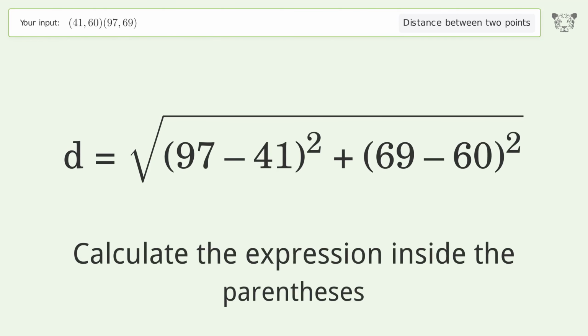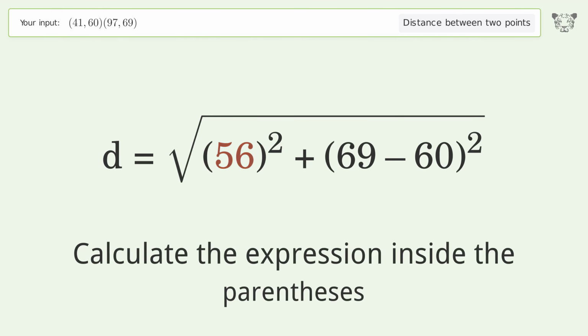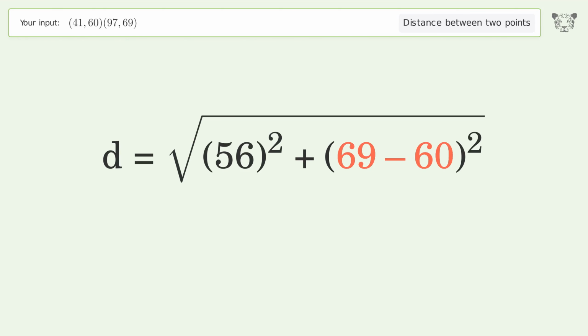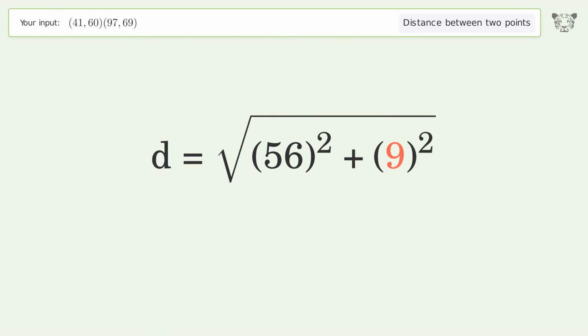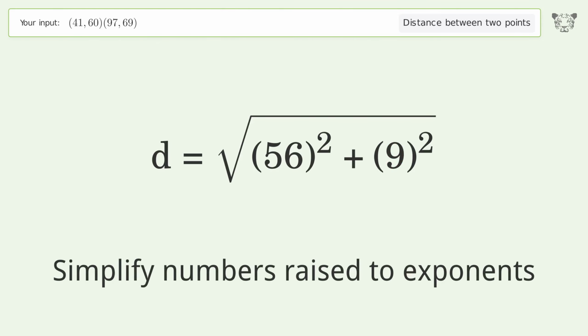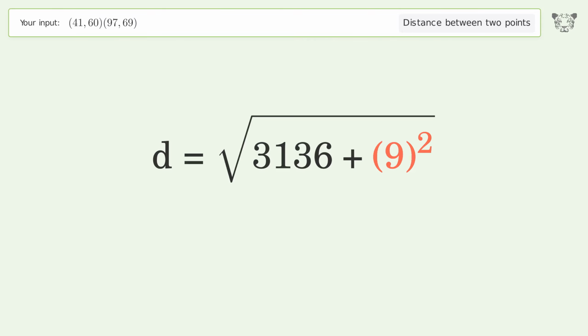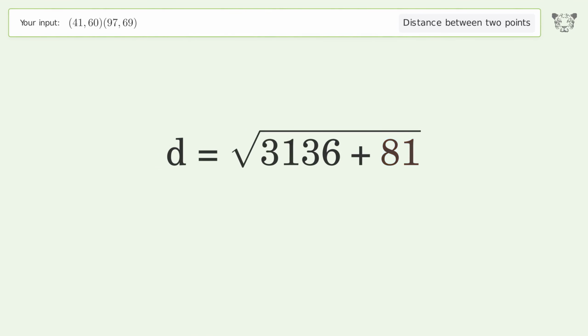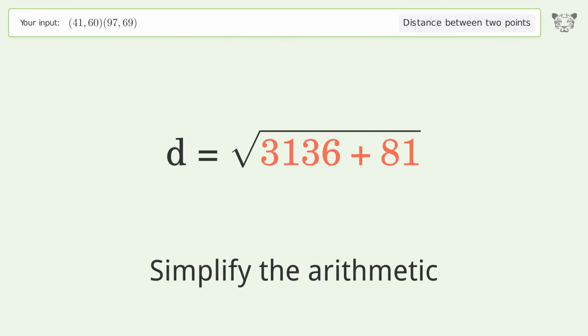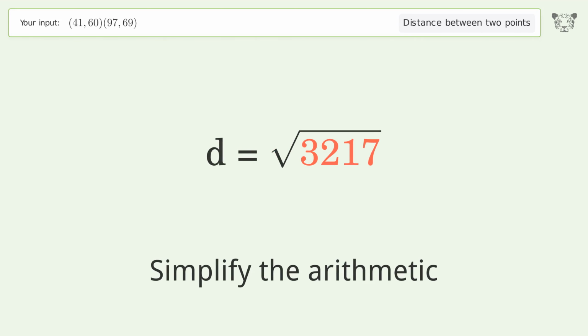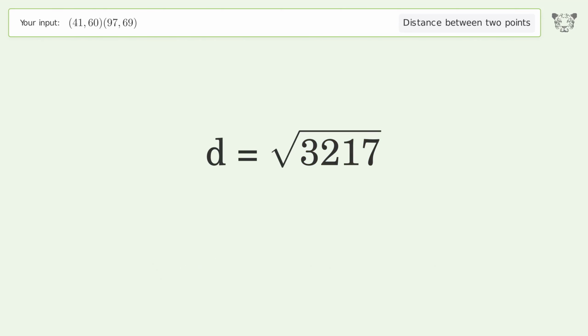Calculate the expression inside the parentheses. Simplify numbers raised to exponents. Simplify the arithmetic. And so the distance between the 2 points is the square root of 3,217, or 56.719.